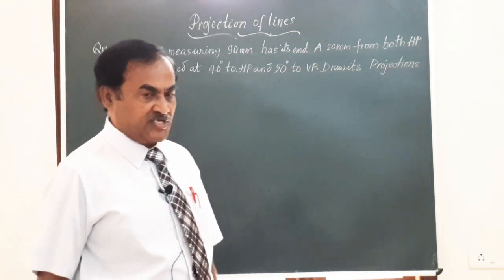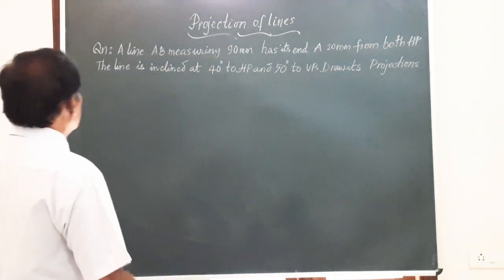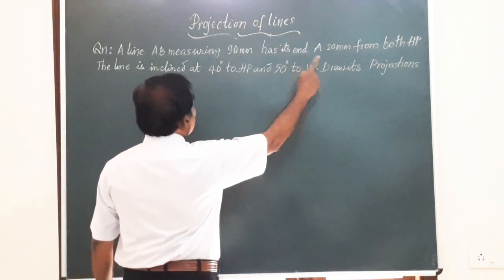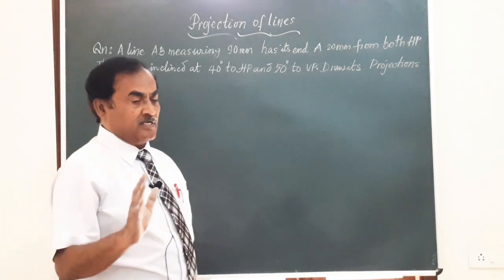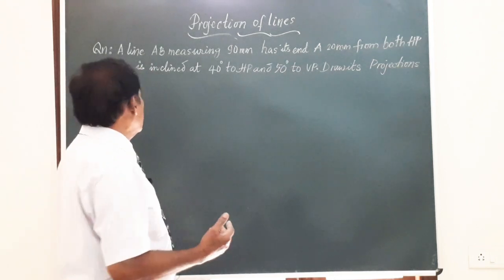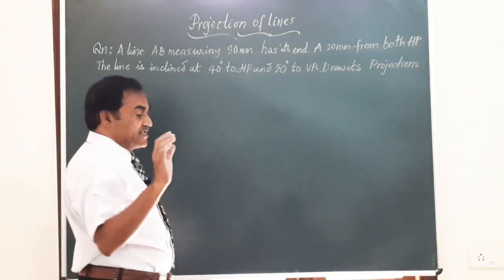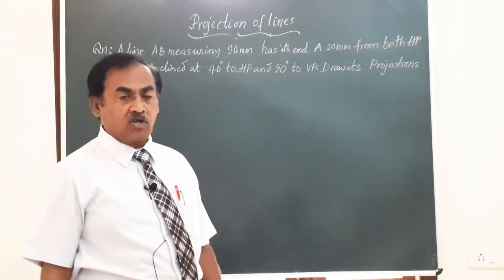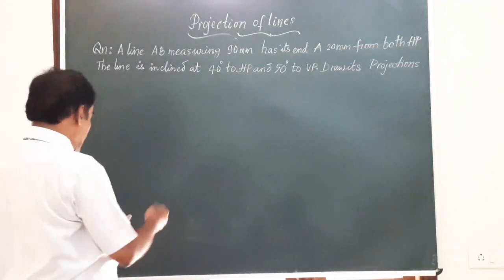Friends, in today's session, the problem on the projection of lines runs like this. A line AB measuring 90 mm has its end A 20 mm from both HP and VP. Very obviously, this is the problem in the first quadrant. The line is inclined at 40 degrees to HP and 50 degrees to VP. Draw its projection, means you have to draw the front and top views of the line AB, which has a length of so much.